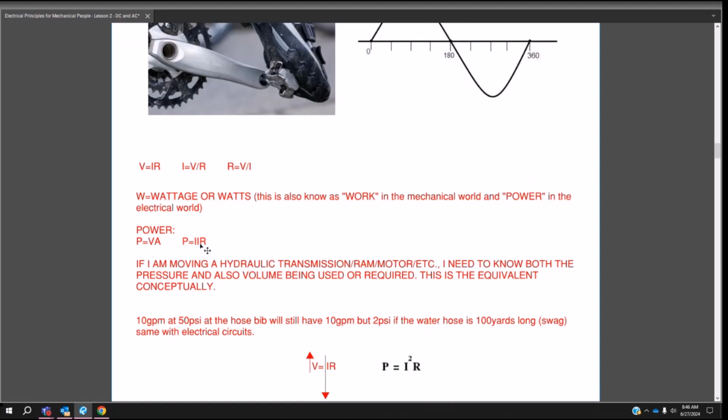When you're looking at I squared R, it's normally understood you're talking about losses, specifically heat losses. When you're looking at VA, you're looking at useful power that you can use, like pumping water up a hill, or the brightness of lights, or something to that effect. How much energy can I get out of this? Whereas this one is normally associated with how much energy am I losing in this circuit.